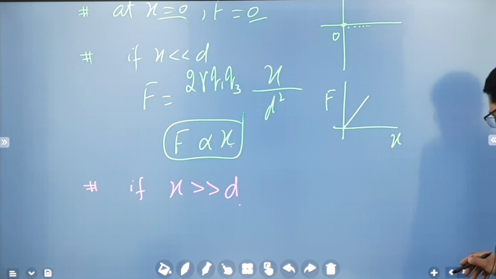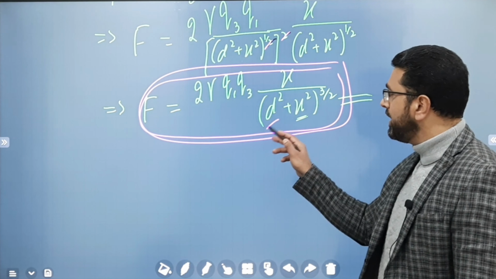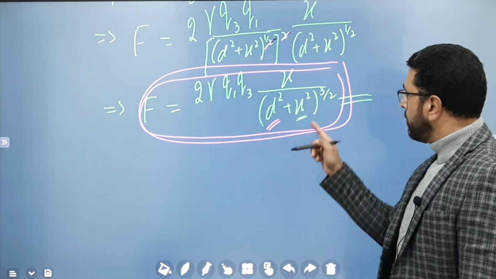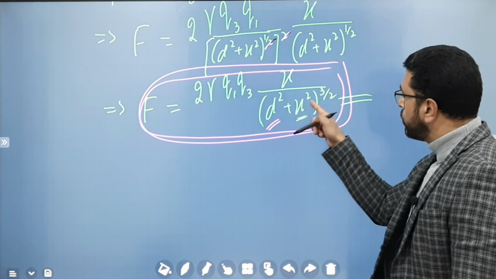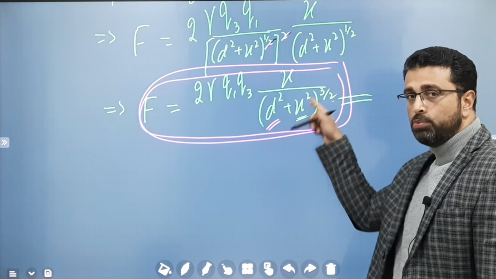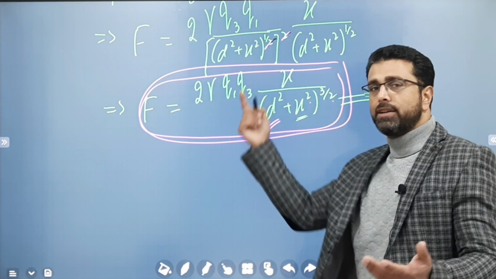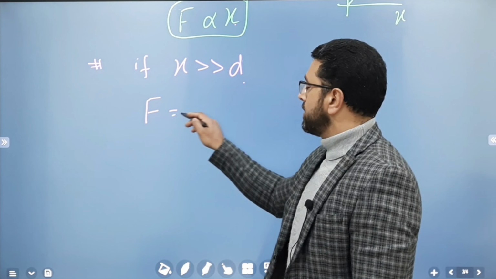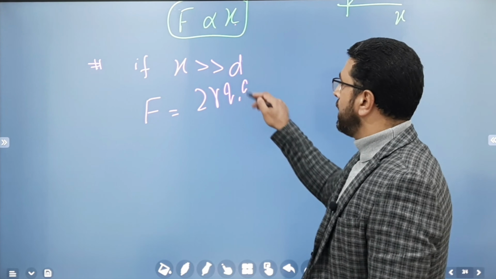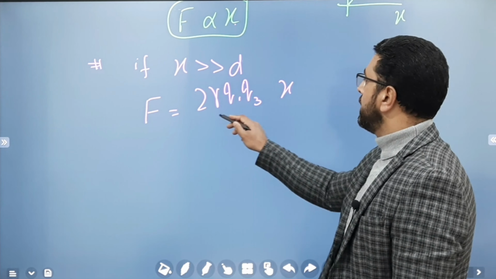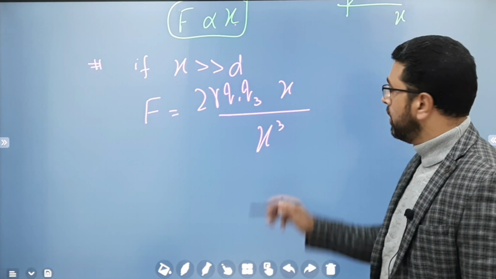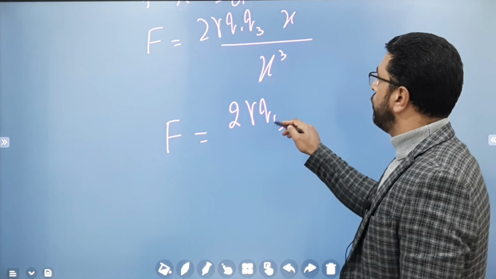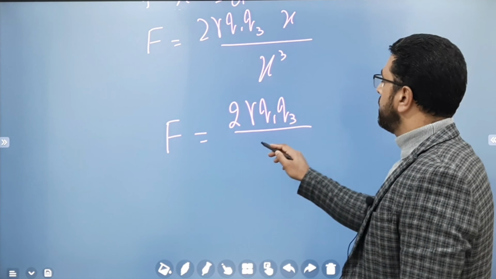What will be our equation then? We have to neglect d now. So the numerator will remain as it is. In the denominator, we'll have x square power 3 by 2. Again, 2 and 2 will cancel out, so we'll be left with x cube, and the numerator as it is. So force in this case is equal to twice gamma q1 q3 x divided by x cube. One x cancels out, so F is equal to twice gamma q1 q3 divided by x square.